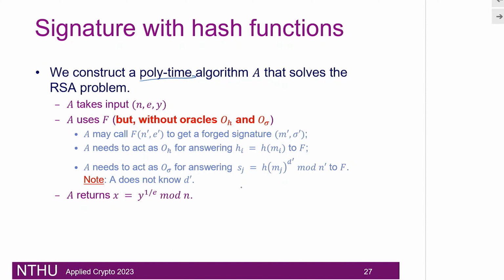But the problem is that this one is okay to do, this one is okay to do, but this one is something that we do not know how to do, because we don't know how to compute the signature without the private key. And once everything is done, then we can return the eth root. Once we get the forged signature, we are able to compute that. And I will show you how we would be able to do that computation.